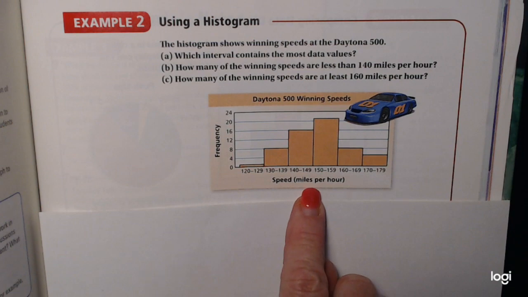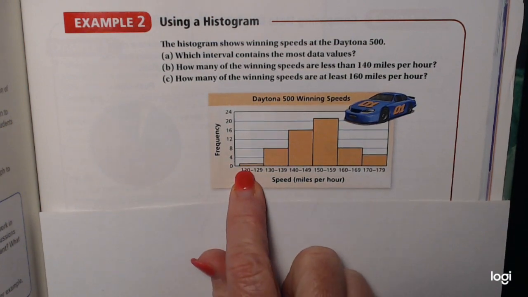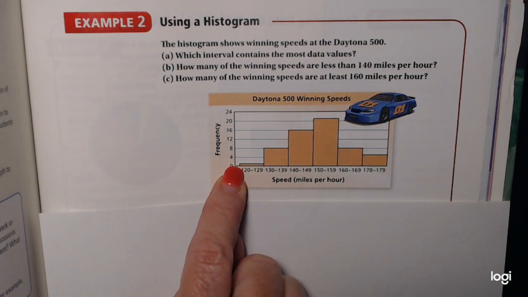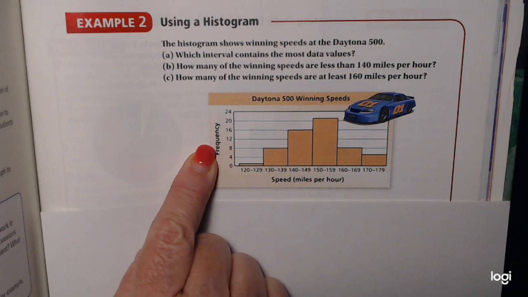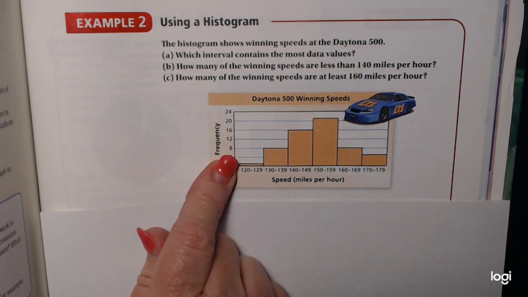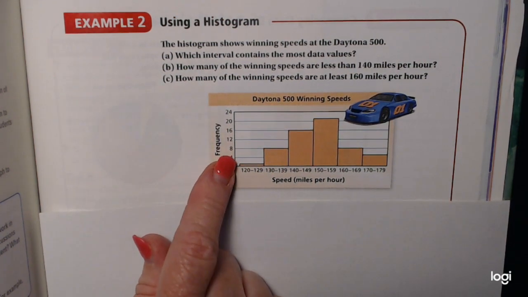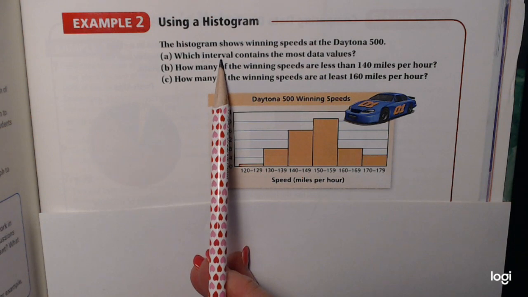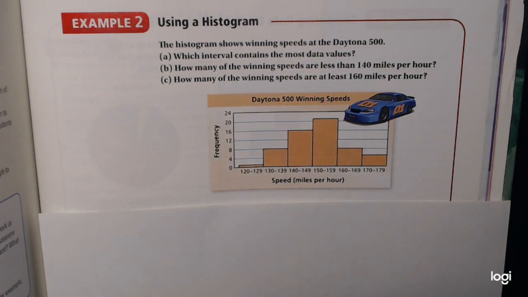Well, here are speeds of the cars, miles per hour. We have from 120 to 179. You will notice that there's a little gap right here because we did not start at 0. Our frequency, you'll notice they decided to count by 4s. So our first question says, which interval, okay, so make sure we know what this word here means, which interval contains the most data values?